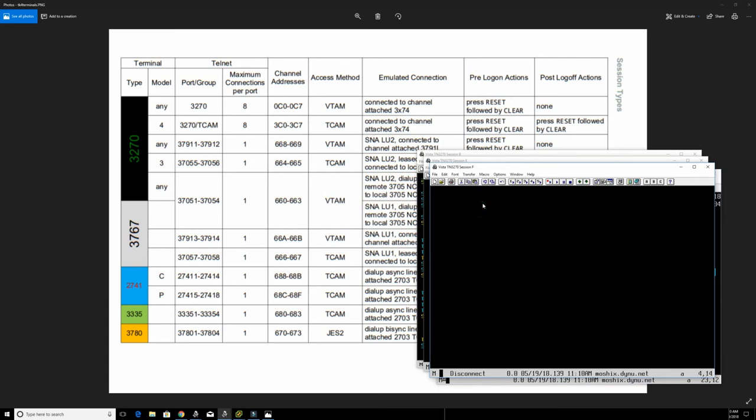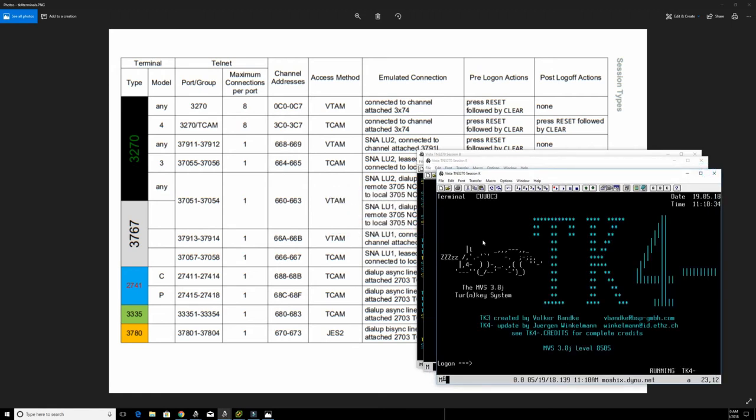Non-SNA. Okay, very important to understand. So this explains why certain behavior acts differently depending on how you're connecting, because some people don't realize they're connecting sometimes with a type 4, sometimes with a type 3. So always know what you're connecting at and to what port.